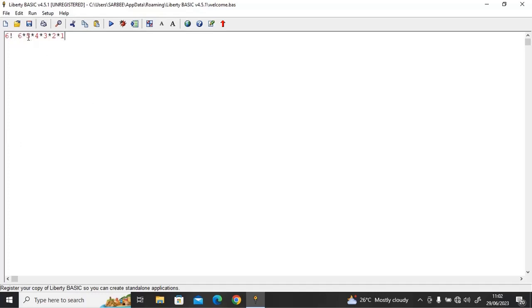So 6 factorial: 6 times 5 is 30. 30 times 4 is 120. 120 times 3 is 360. 360 times 2 is 720. 720 times 1 is 720. So the answer will be 720. So how can we do this also in basic programming? Let's go together. We can say program to find the factorial of a number.